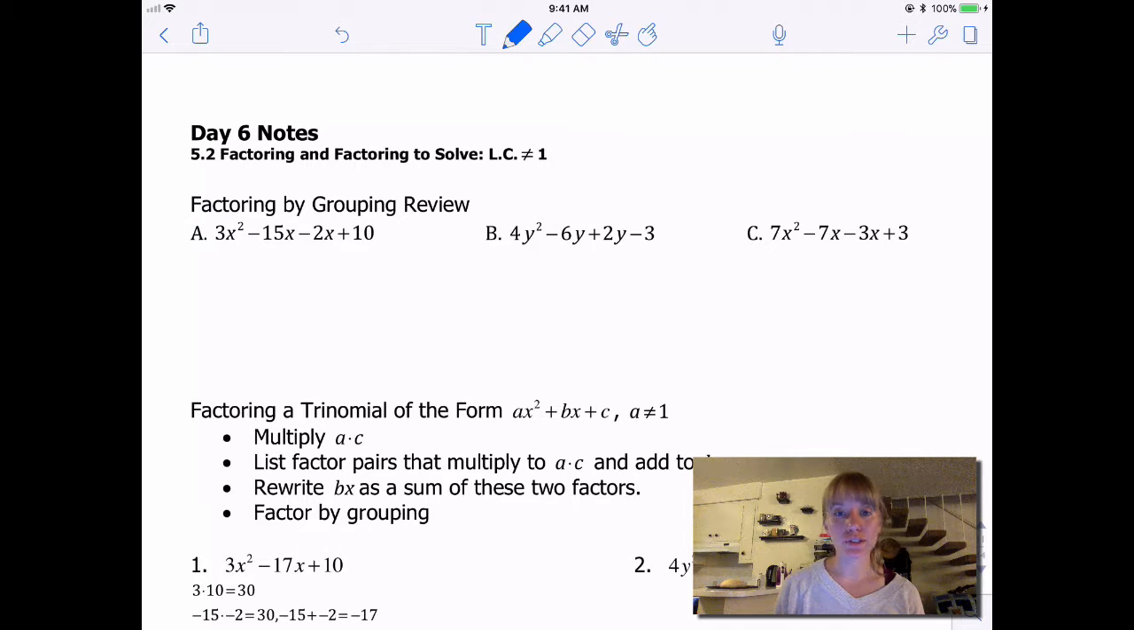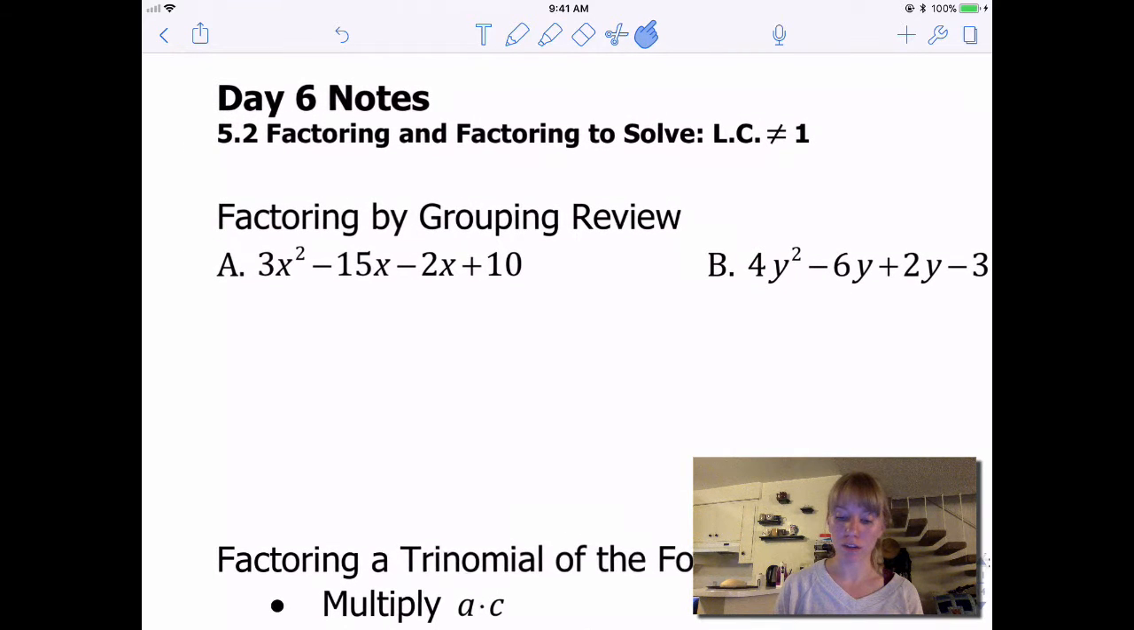Today we are going to do some factoring when we can't just do add multiply, even though add multiply is usually the easiest. All the ones that we see today, we're going to have to do some more work. The main thing that we're going to have to remember as far as past knowledge goes is factoring by grouping. So I'm going to do a couple problems to review factoring by grouping.